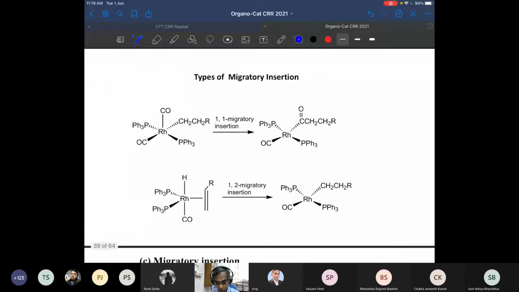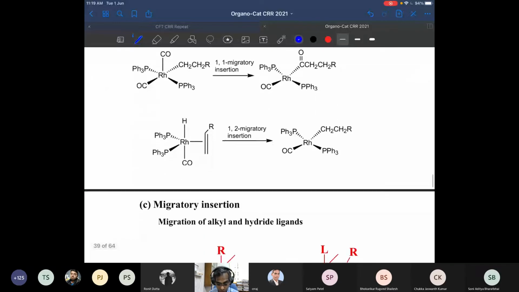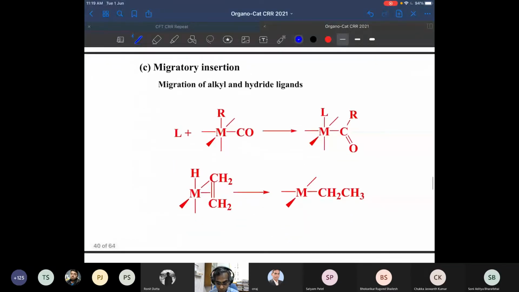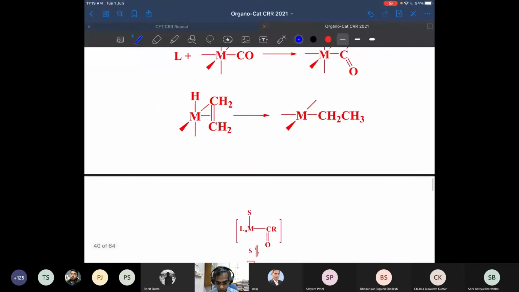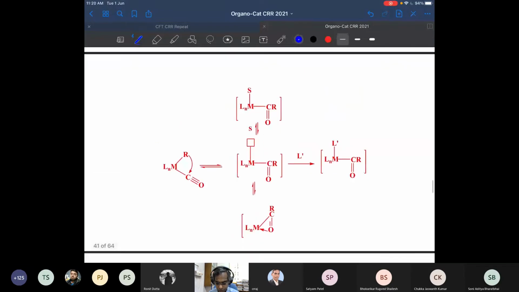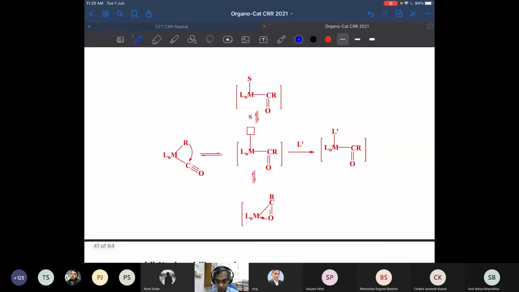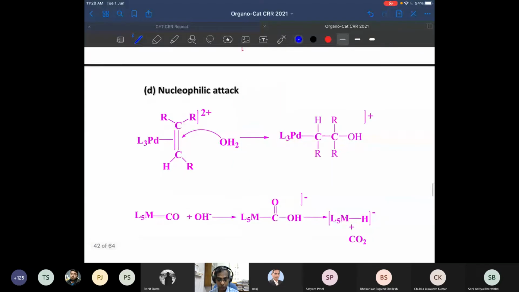I think we don't need this one. This is a little bit of stereochemistry. This is basically the mechanism involved here, but we don't need it. Right. Now we'll go on.